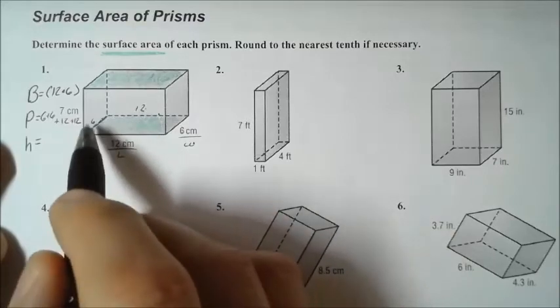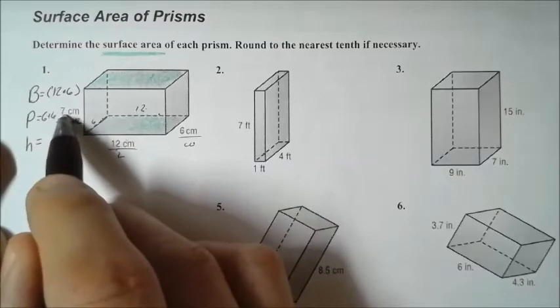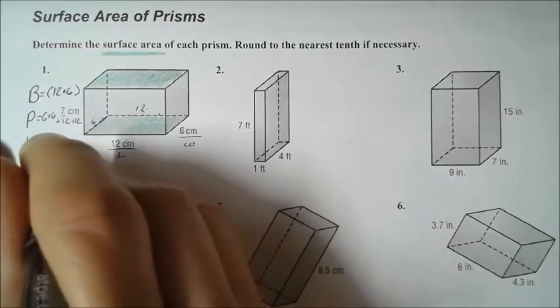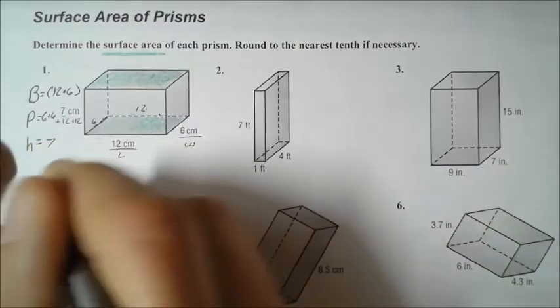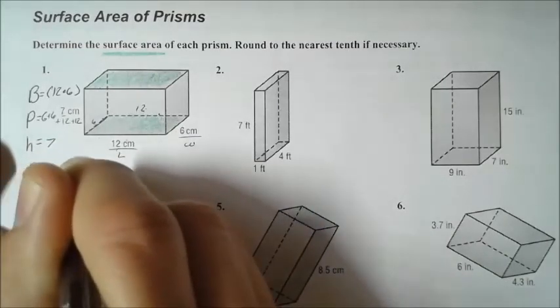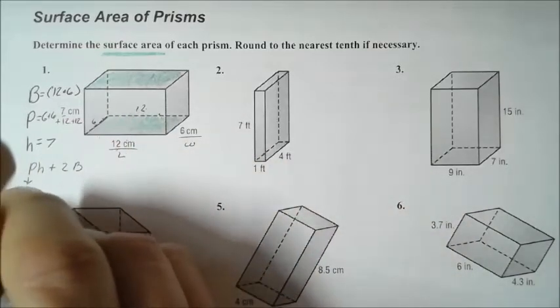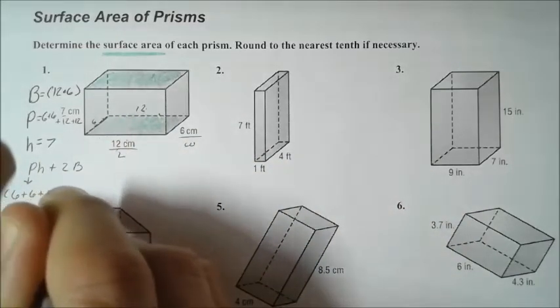Then we need our height. That's the distance up and down between the two bases. And notice that right here is 7. So the height is 7. So let's plug all these in. We're going to use our formula pH plus 2B. My perimeter is 6 plus 6 plus 12 plus 12.